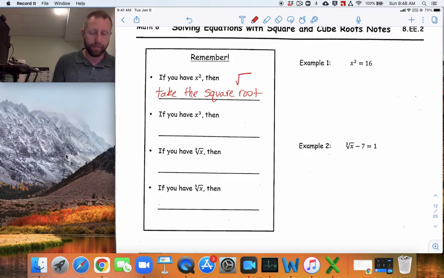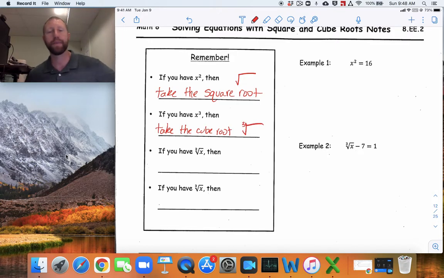And then we'll just put the symbol there just to remind us, right? If I have x cubed, I'm going to take the cube root of both sides. And remember that one looks just like the other one, a little check mark with a roof, except it has the number 3 up there, okay? If I have the square root of x, to do the opposite, then I'm going to square both sides.